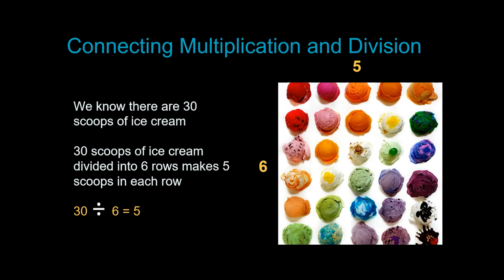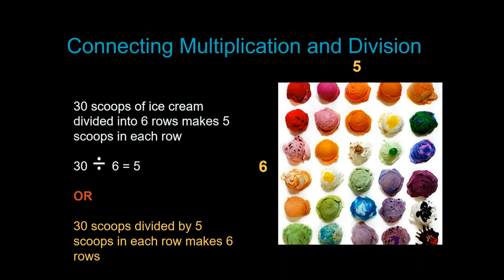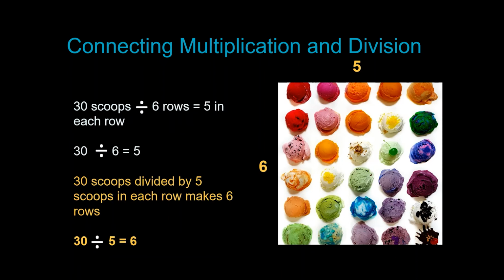What other division equation could we use? We can also think about it as 30 scoops of ice cream divided by 5 scoops in each row gives us 6 rows. That equation would be 30 divided by 5 equals 6.